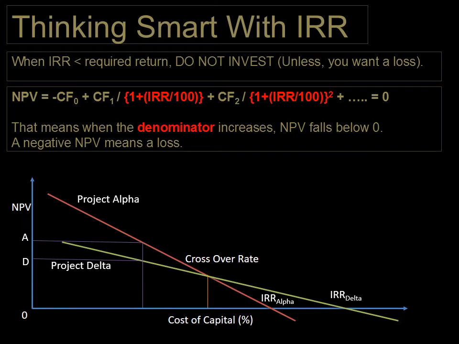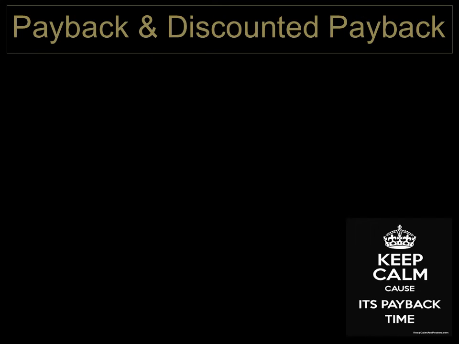Before the crossover rate, to the left of the crossover rate, project alpha will always have a higher NPV than project delta. Well, that's simple. As long as your cost of capital is less than the crossover rate, select project alpha. When your cost of capital is more than the crossover rate, you must select project delta, because that will have a higher NPV. That's the project delta NPV and project alpha. That pretty much sums it up.